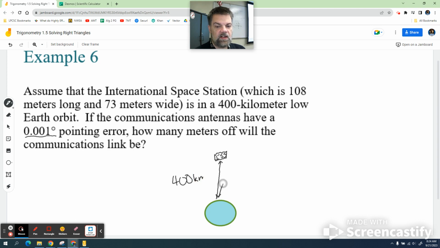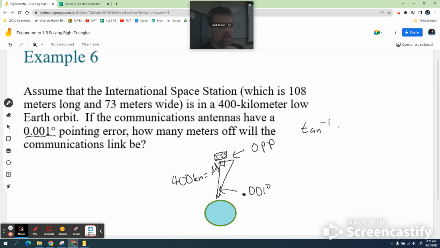And they're saying that you're going to draw, and this is not to scale, but they're saying that this angle here is 0.001 degrees. And really what they want to know is how far off is it. They really want to know what is the opposite length. This is the hypotenuse, and then this would be the adjacent. So we're going to take the inverse of tangent of the opposite, which we don't know. Oh, wait. We want to solve for the opposite.